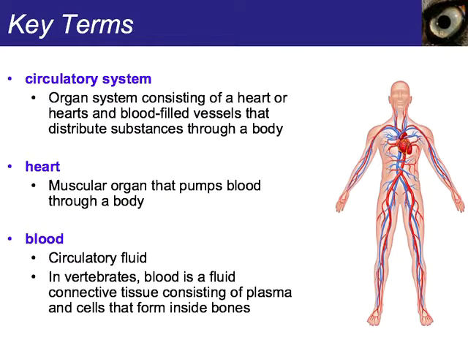The definition of a circulatory system. These are organ systems consisting of a heart or hearts and blood-filled vessels that distribute substances through a body. A heart is a muscular organ that pumps blood through the body, and blood is the circulatory fluid. In vertebrates, blood is fluid connective tissue consisting of plasma and cells that form inside the bone, which you guys had learned about in previous lectures.